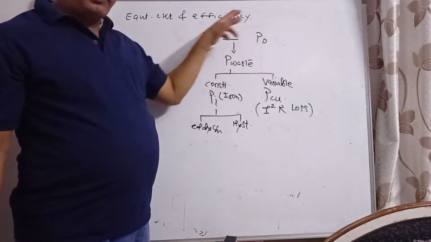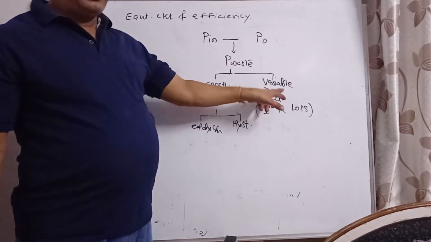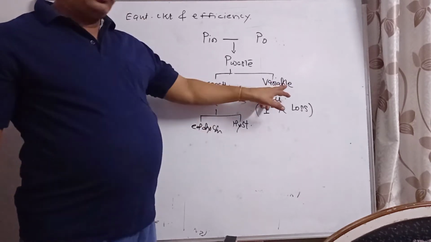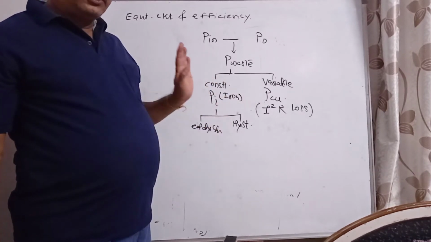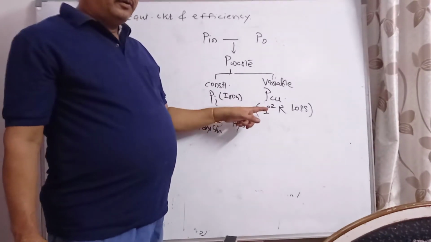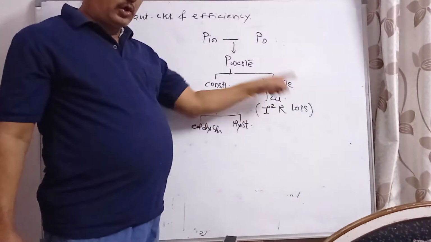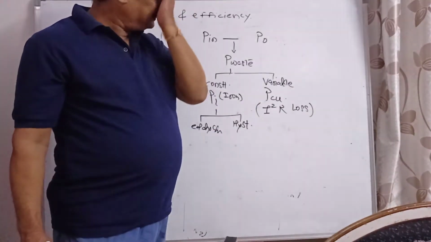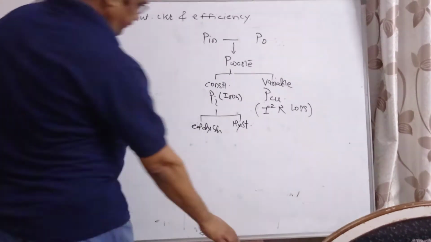While going to output power, there are two wastages: constant wastage and variable wastage. Constant wastage is known as iron loss. Variable wastage is known as copper loss. Iron loss consists of eddy current losses and hysteresis losses. In a transformer, the variable parameter is current, so this depends on current. Power is I square R, so it is also known as I square R loss. We will study the equivalent circuit, and after that we will study efficiency.